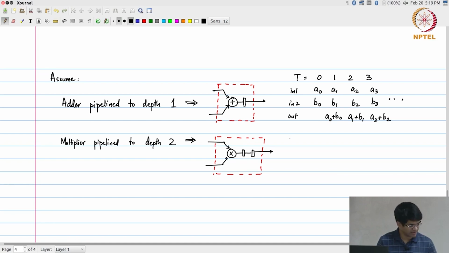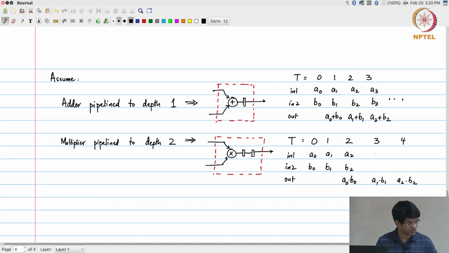For the multiplier, if I have once again in 1, in 2 and out, I give A0, B0. When do I get the output? At t equal to 2, not at 1. So, I get it here. But I can give A1 and B1 here and the output will come here. I can give A2, B2 here, output will come here at time 4 and so on.